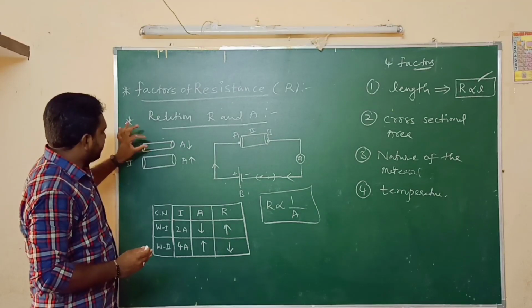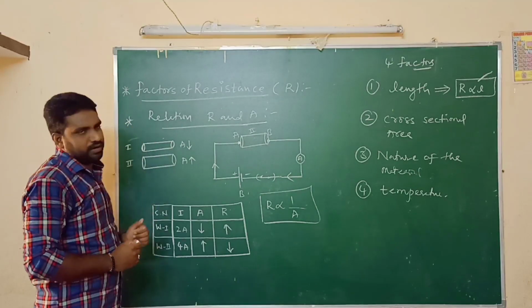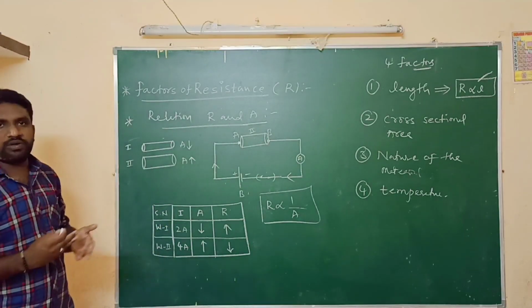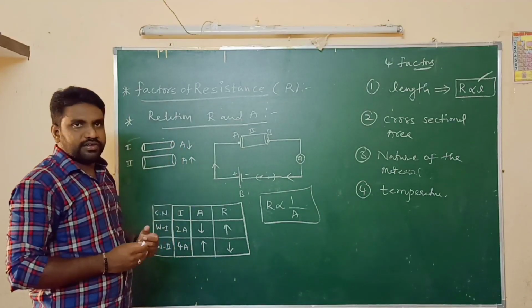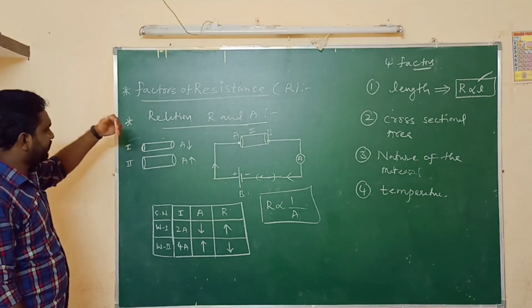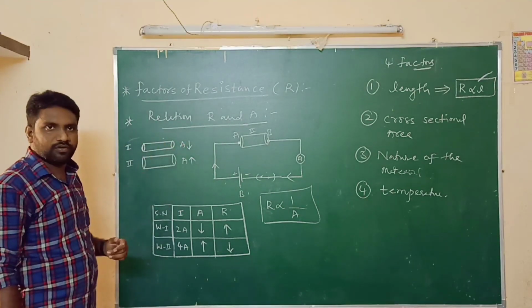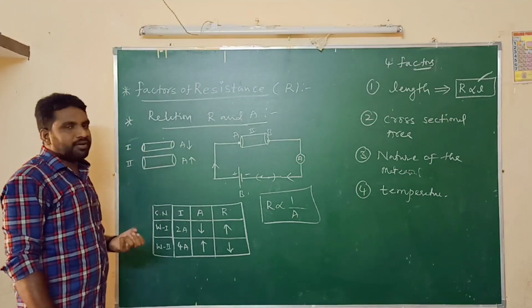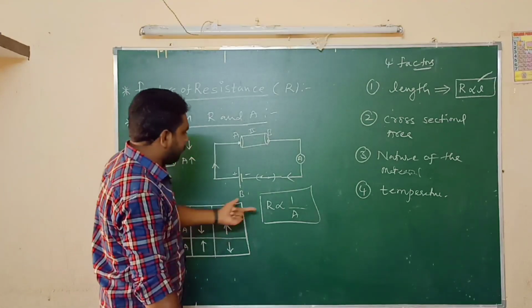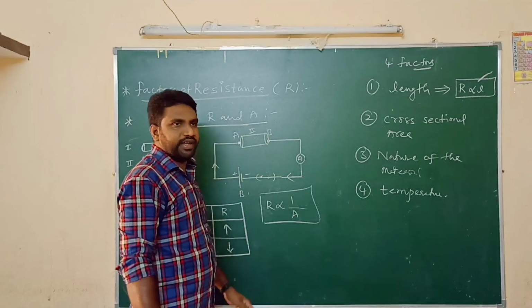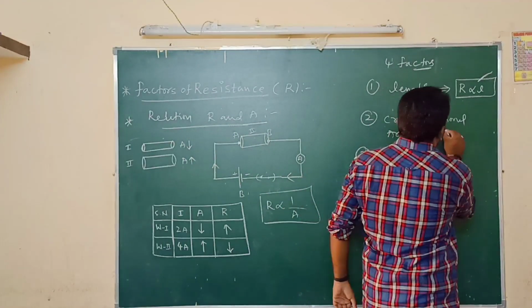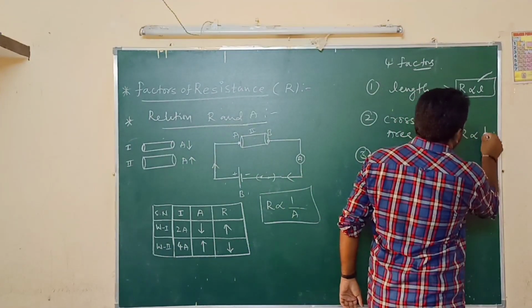When the cross sectional area is less, the gap will be very small. Due to the less gap, there is a chance of more collisions between atoms and electrons. So when the gap is less, when the cross sectional area is less, more collisions are going to take place. That's why resistance is more. When the gap is more, fewer collisions take place, so resistance is less. That is the reason why resistance is inversely proportional to cross sectional area. That is the relation between resistance and cross sectional area. Now I am going to write the relation here. Resistance is inversely proportional to cross sectional area.